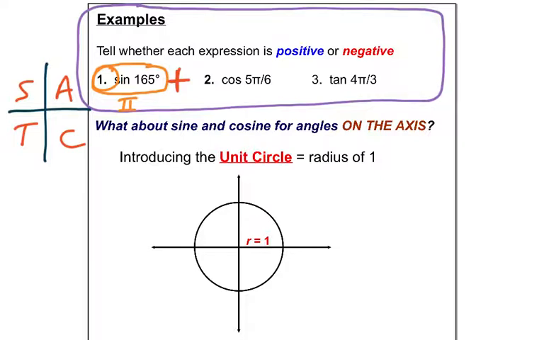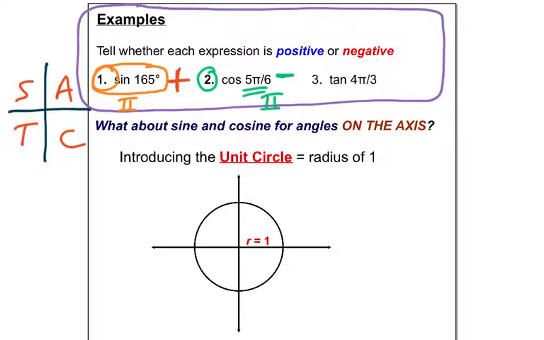How about number 2? On number 2, you're trying to figure out the cosine of 5 pi over 6. Well, we figure out where that one is. 5 pi over 6 is like 150, I think, and that's also in the second quadrant. So remember, in the second quadrant, only sine and cosecant are positive, which means I'm asking for the cosine. So if the cosine is not sine or cosecant, it must be negative. So therefore, number 2 is negative.